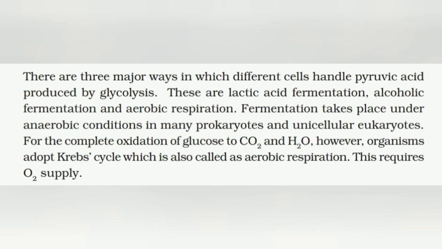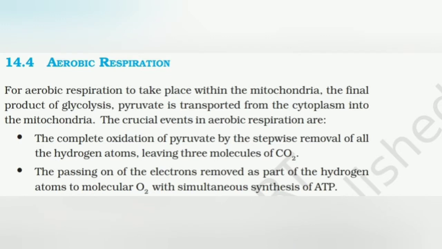So, the fate of pyruvic acid depends upon the cell. If the cell is an anaerobic organism, or if it is a prokaryote or unicellular eukaryote, then it will undergo anaerobic respiration like fermentation, either lactic acid or alcoholic. But if it is aerobic, then it will undergo the Krebs cycle, that is known as aerobic respiration. For aerobic respiration to take place within the mitochondria, the final product of glycolysis, pyruvate, is transported from the cytoplasm to the mitochondria.